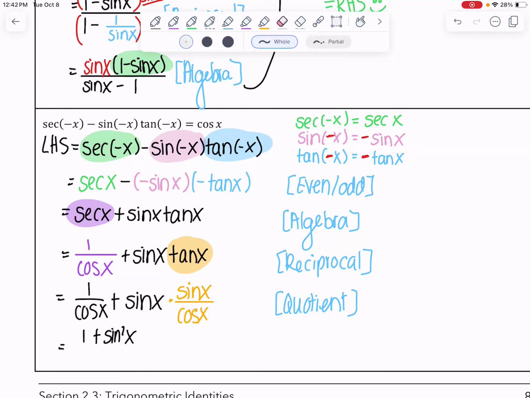Someone's probably thinking, what in the world? Make sure you fix this. I had a plus there. I had said out loud minus, and then I just continued to write pluses. I was like, oh no, this isn't turning out. No, this should be a minus here. 1 minus sine squared x, so that things can work out for us over cosine x. That was an algebra simplification.